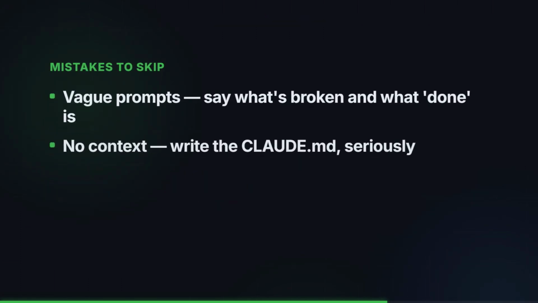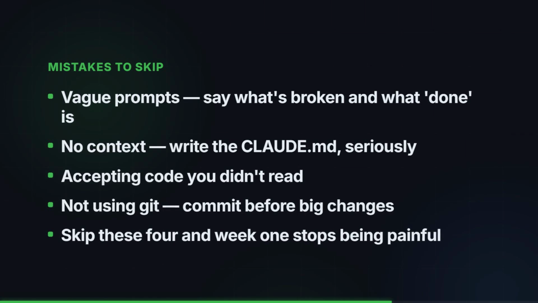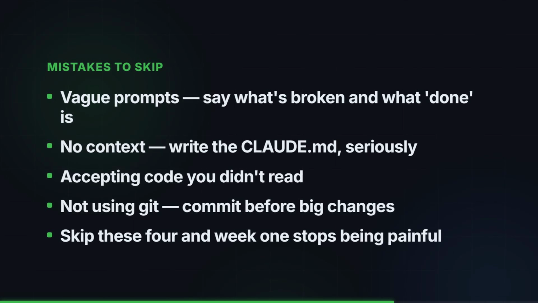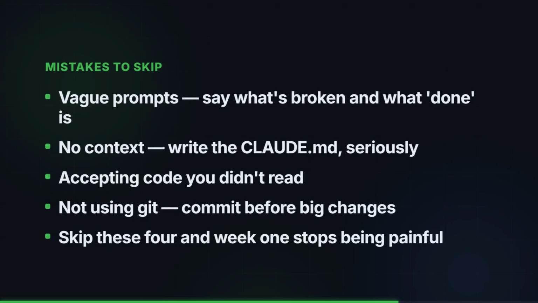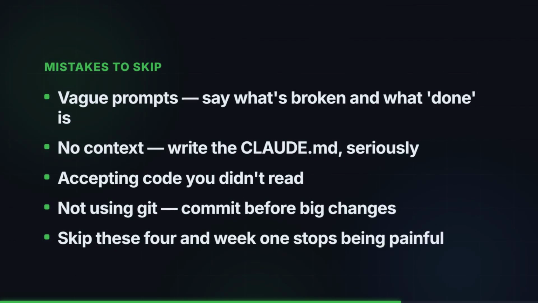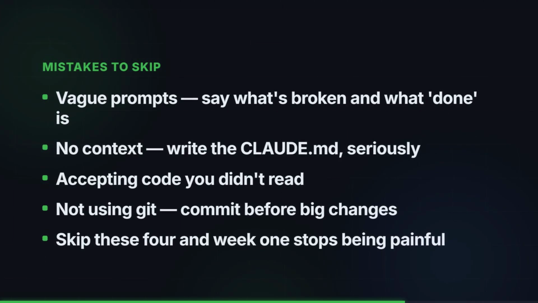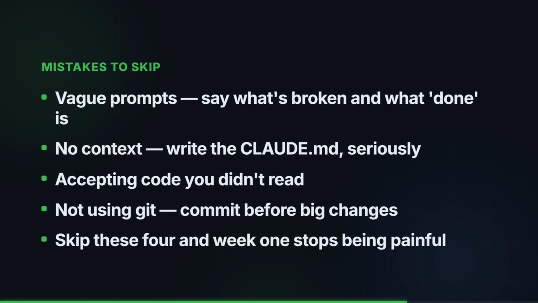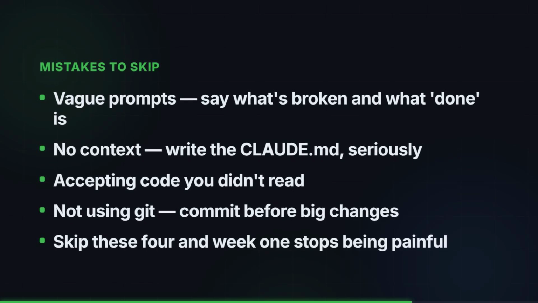Finally, let me save you the frustration of week 1 by naming the mistakes almost everyone makes, so you can just skip right past them. Mistake 1, vague prompt. "Fix it and run it" tells the model nothing. Say what's broken, in which file, and what done actually looks like. Mistake 2, no context. If you skip the Claude.md, go back and do it. I'm serious, that's the big one.